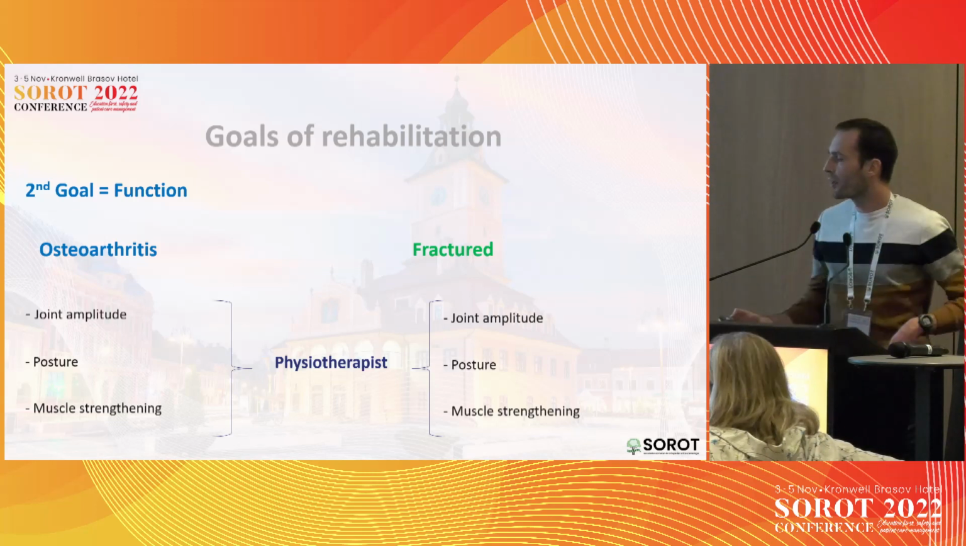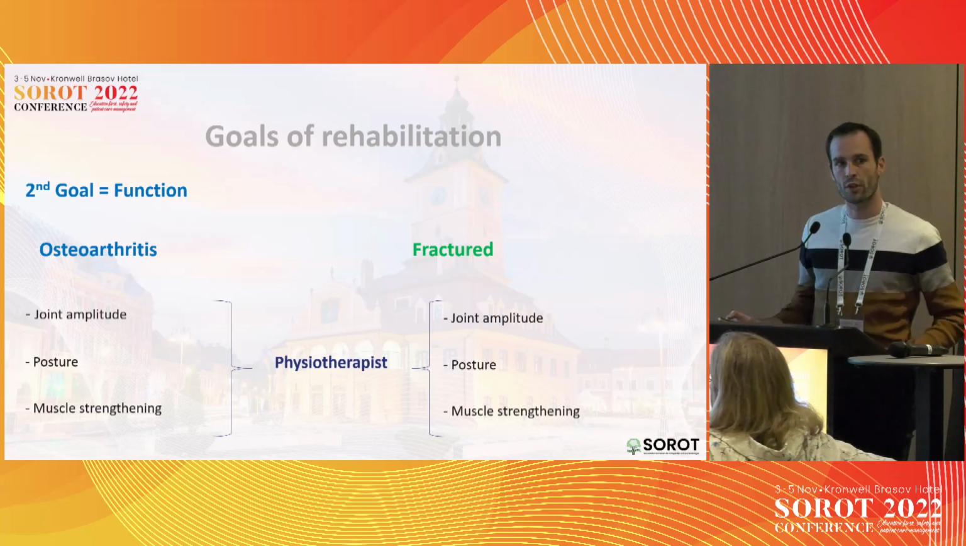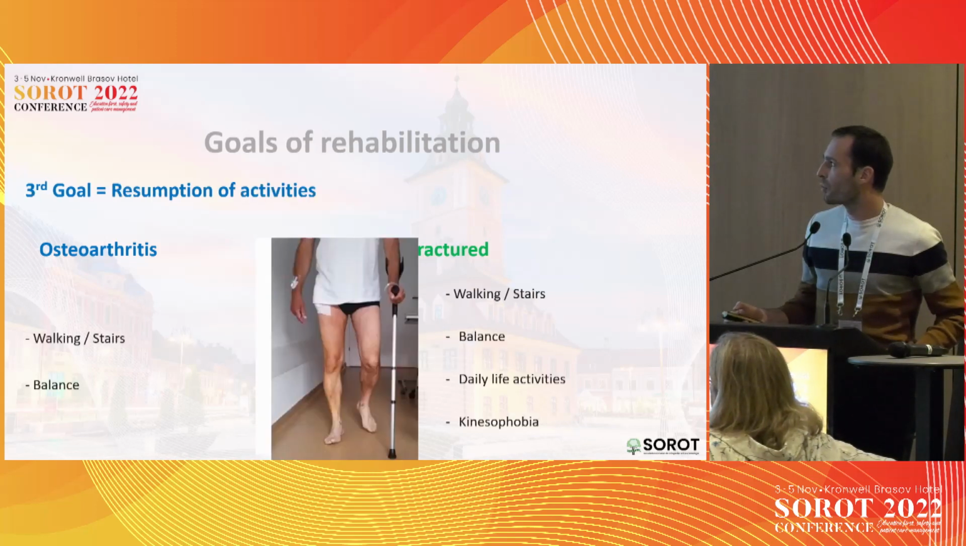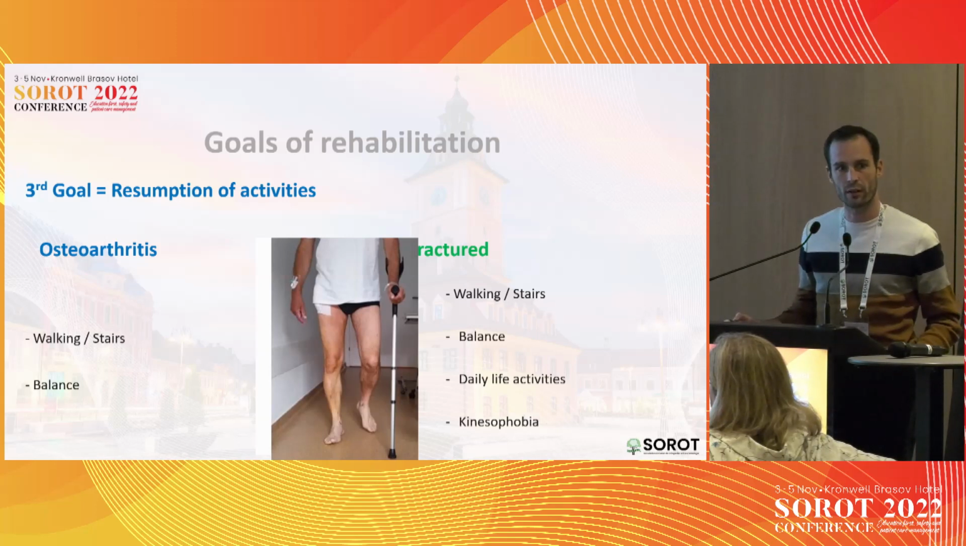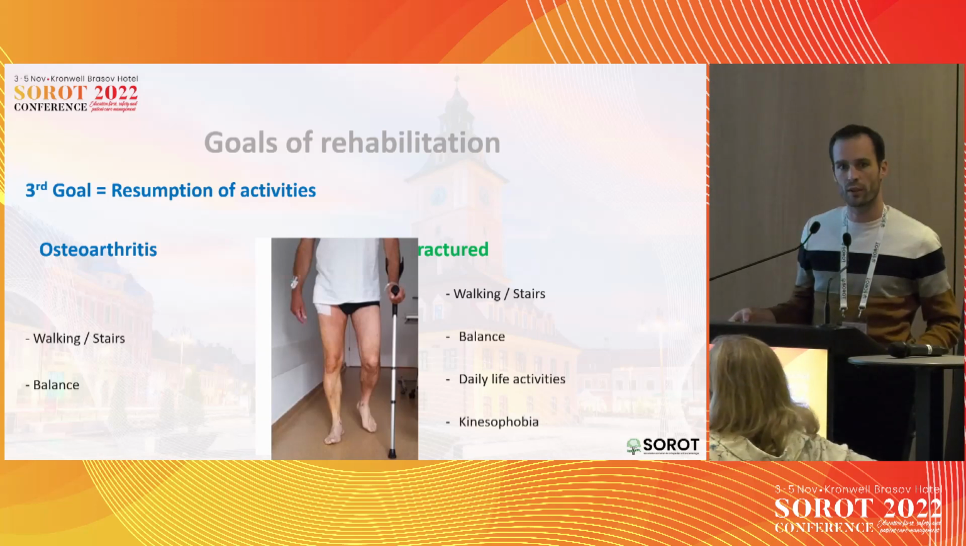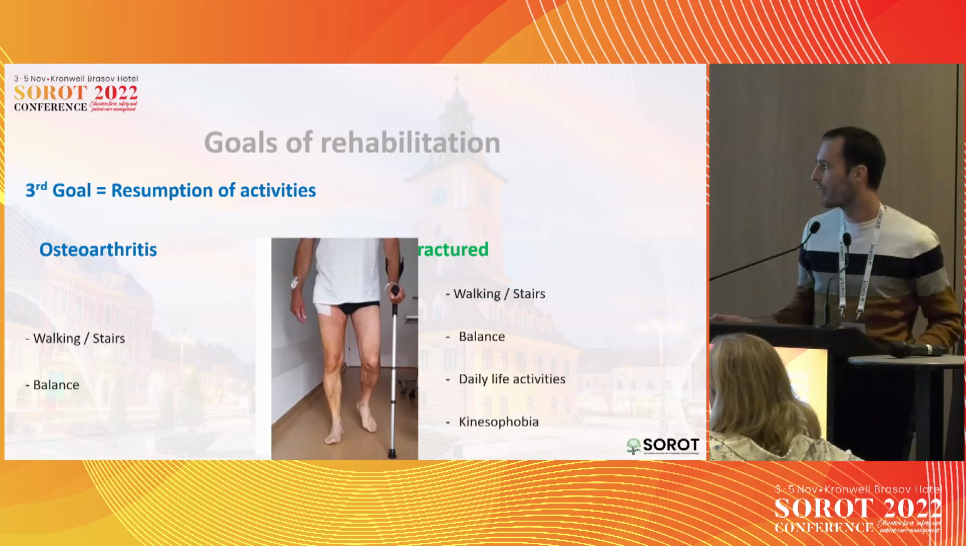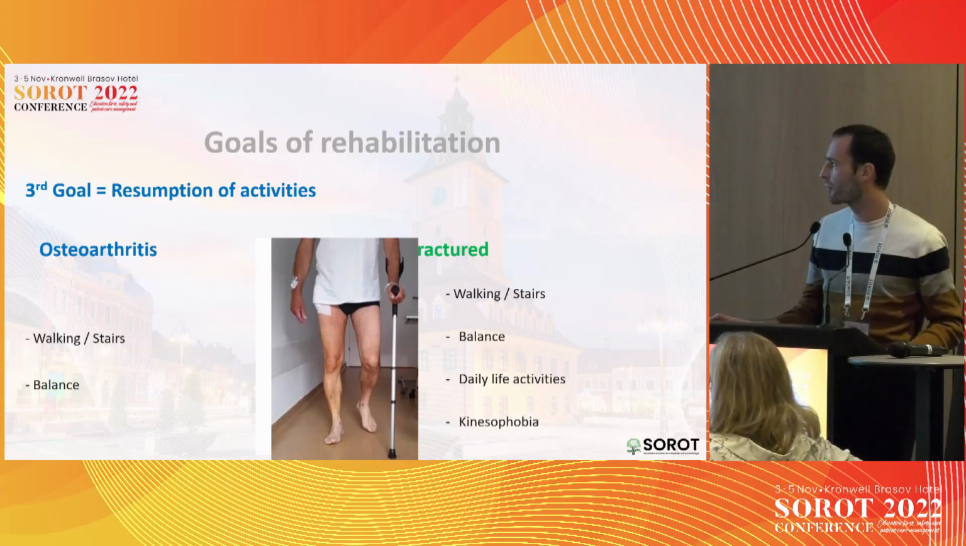Now, the second goal: once we have recovered the function of the hip, we need to resume activity. And we have some differences between osteoarthritis and fracture. The first step, when the hip is functional, is to learn to walk, at the beginning with crutches, with a walker, and after without technical aids. The second step is to learn to go up and down the stairs and to improve balance. It's the same for osteoarthritis and fracture.